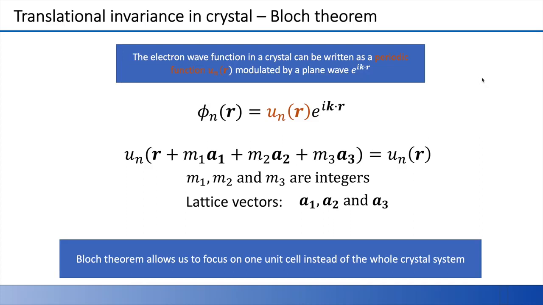For a crystal, the problem can be further simplified. Because a crystal is composed of unit cells, repeated over and over again along the lattice vectors a1, a2, and a3, there must exist some relationship between the unit cells. Bloch theorem reveals this relationship, that the electron wave function in a crystal can be written as a periodic function modulated by a plane wave. So in the wave function, the unknown part u_nk(r) is the same for different unit cells, which allows us to focus just on one unit cell instead of the whole crystal system.